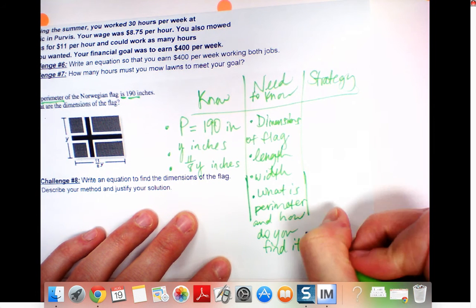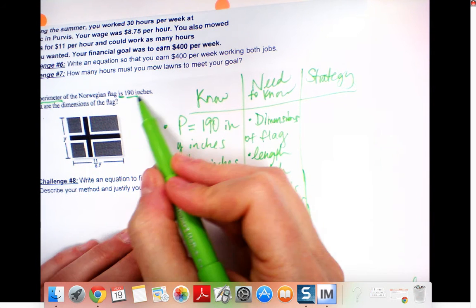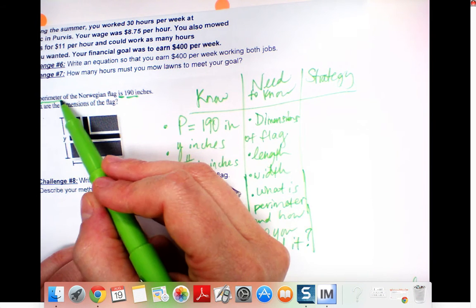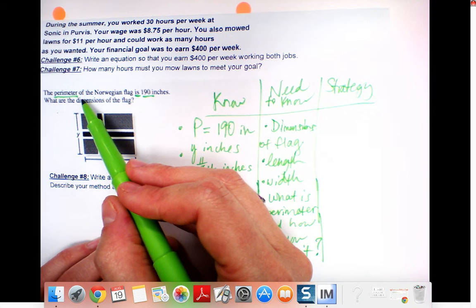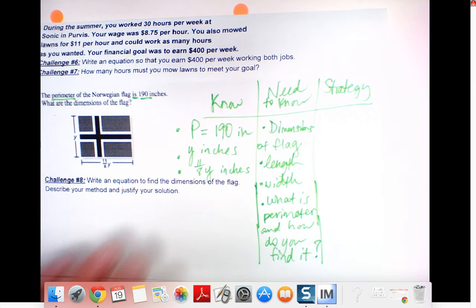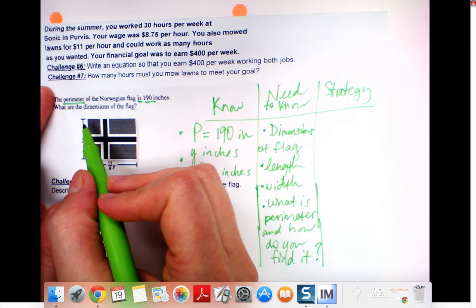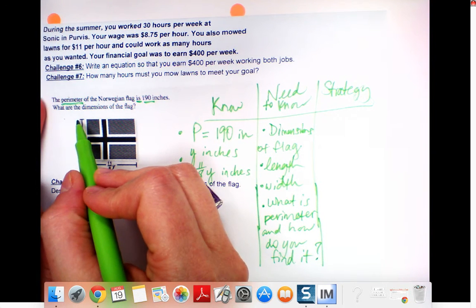Because they got the 190 from somewhere. That means they've already found the perimeter. So we need to know what that is and how do you find it. So perimeter is going to be the distance around a shape. So I'll just use the flag as an example.